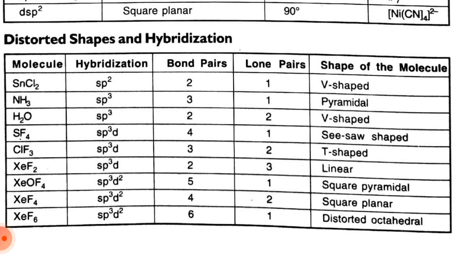hybridization is sp3d2, bond pair is 5, lone pair is 1, shape is square pyramidal. Molecule XeF4: hybridization sp3d2, bond pair is 4, lone pair is 2, shape is square planar. XeF6: hybridization sp3d2, bond pair is 6, lone pair is 1, shape of the molecule is distorted octahedral.